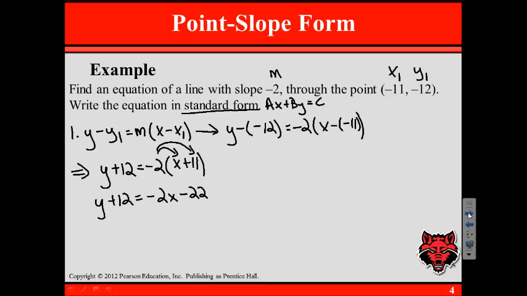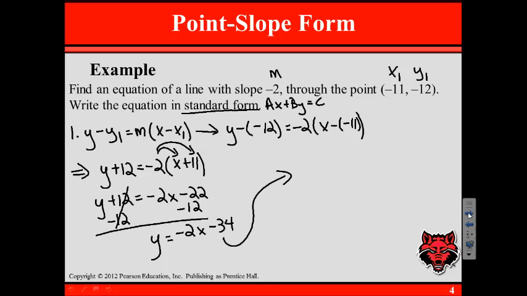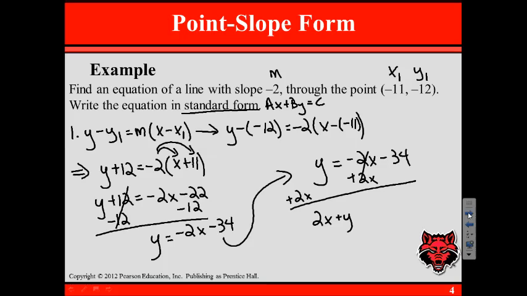We then move all of our constants to the right, which will be true regardless of the ending form. So we subtract 12 from each side, the 12's cancel on the left, leaving y equals -2x minus 34. But because we want our answer in standard form and not slope-intercept form, we need to move our x's to the left side. So we will add 2x to each side of the equation, and that will leave us with 2x plus y equals -34.